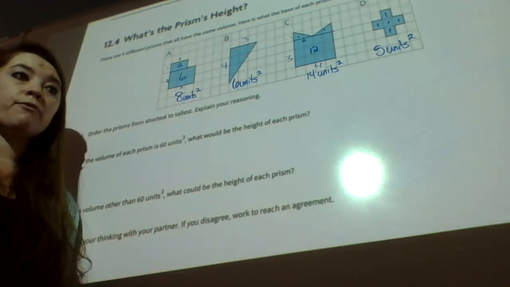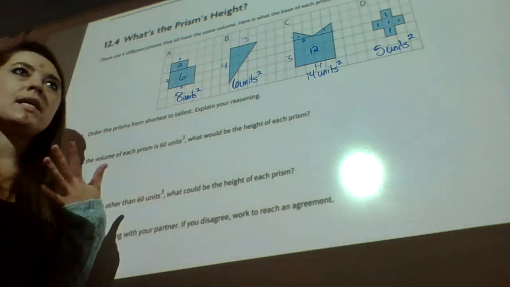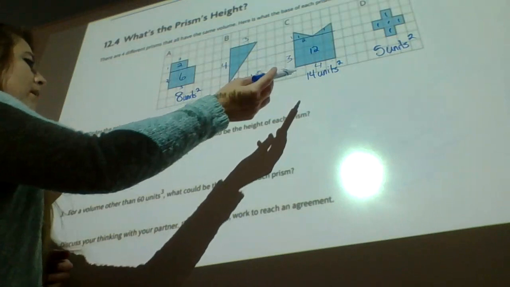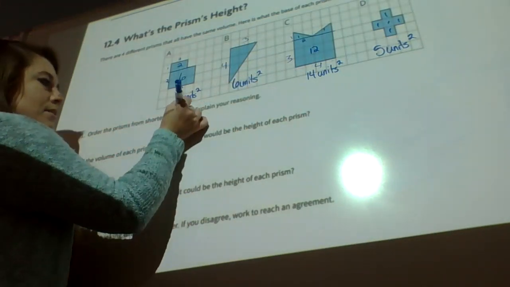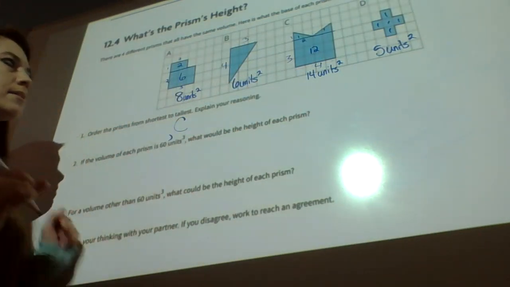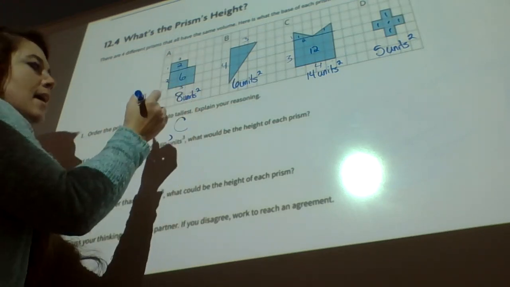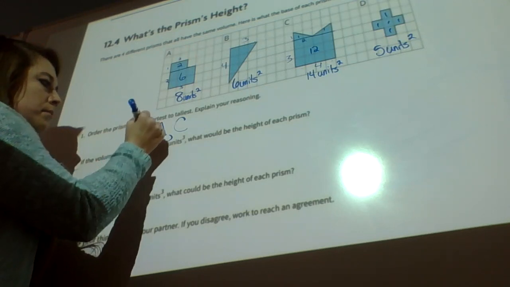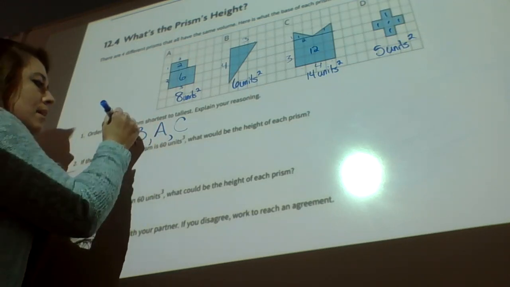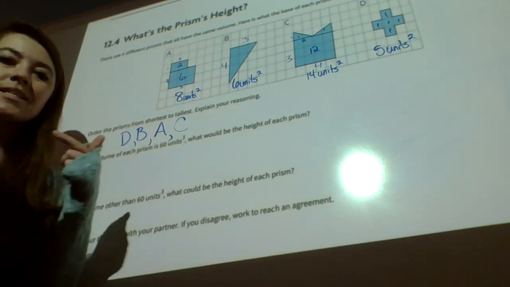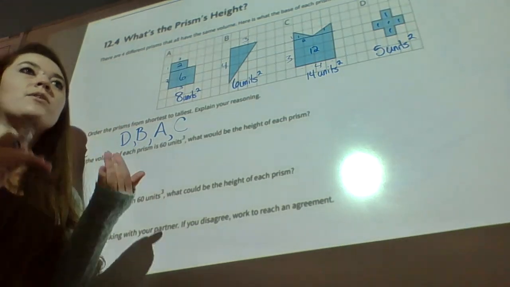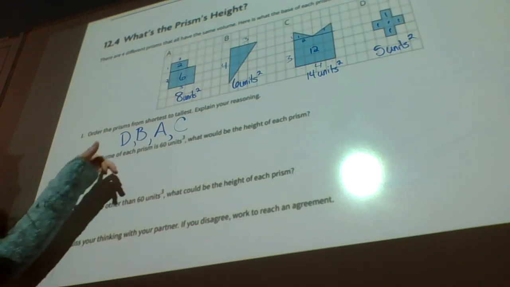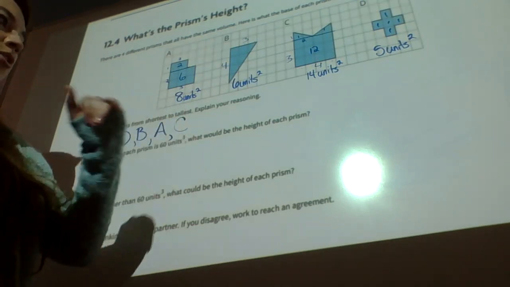Well, it's going to be smaller. 14 is going to go into whatever this volume is less times than 6 will, because 6 is smaller. So 14 is going to be the tallest. So C will be the tallest, which means A will be the next tallest, B will be the next, and that leaves D to be the shortest, because D has the smallest base area, which means it has to have the tallest height.